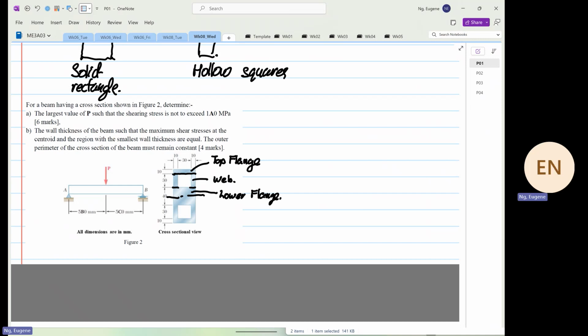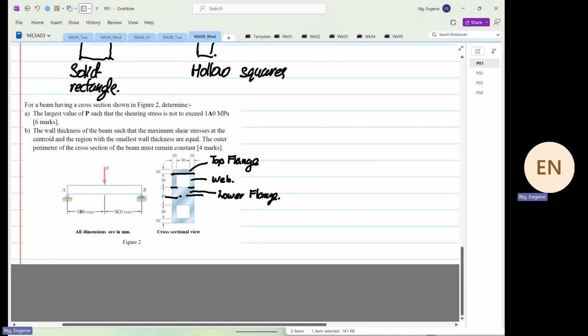Anyway, so we're going to determine the first moment of area. So we're going to determine our QZ, and QZ is equal to A y bar. So we're going to consider the QZ of the top flange.